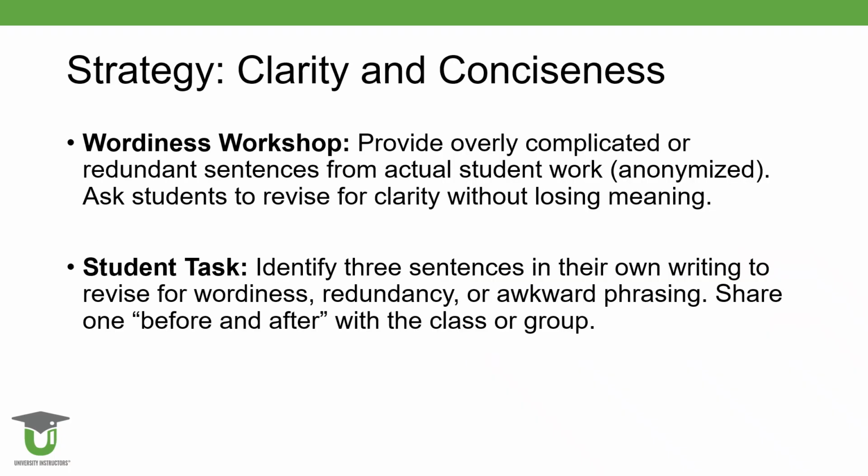High school writers sometimes overcomplicate sentences, thinking that it makes their writing sound more sophisticated. Instead, we teach them to value clarity. In this activity, we give real, anonymous student examples and revise them together to reduce wordiness. Then, students revise their own work to make it tighter and clearer, focusing on precision, not fluff.